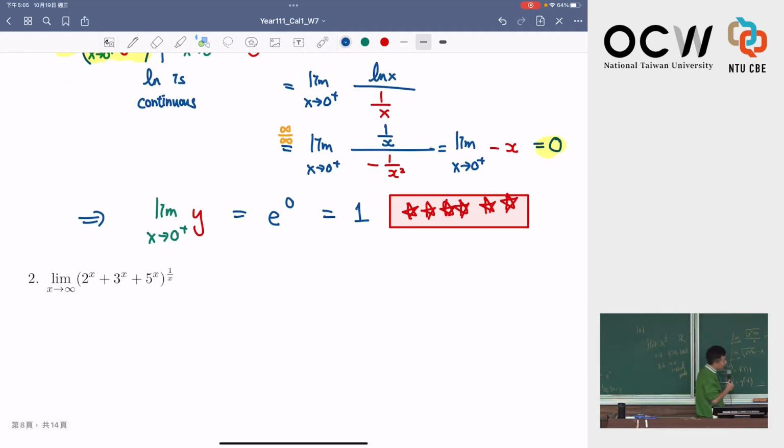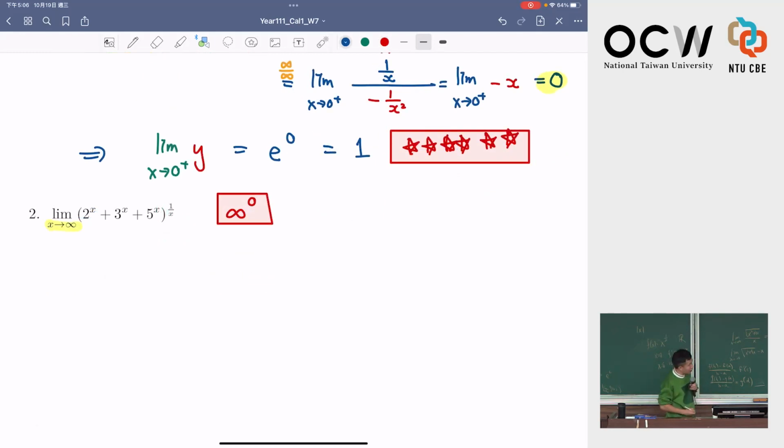The limit x go to infinity of 2 to the x plus 3 to the x plus 5 to the x to the power 1 over x. So before I do anything crazy, I should identify whether these indeed are indeterminate form. So x go to infinity, then the guy in the middle, obviously, we get to infinity, and then the exponent will go to 0. So good, this is one of the indeterminate form, the second one.